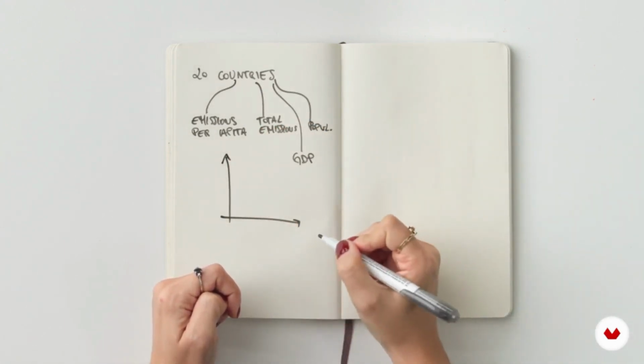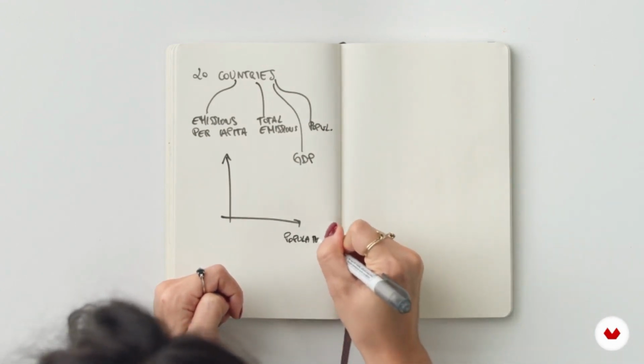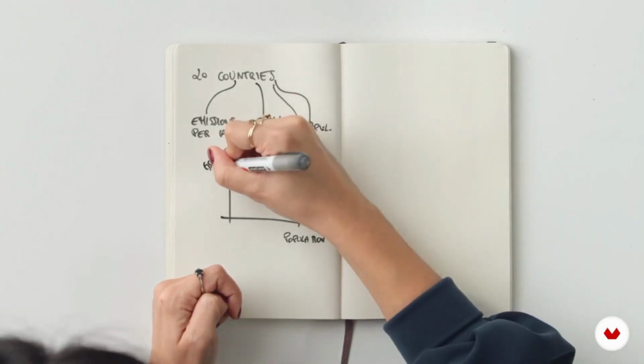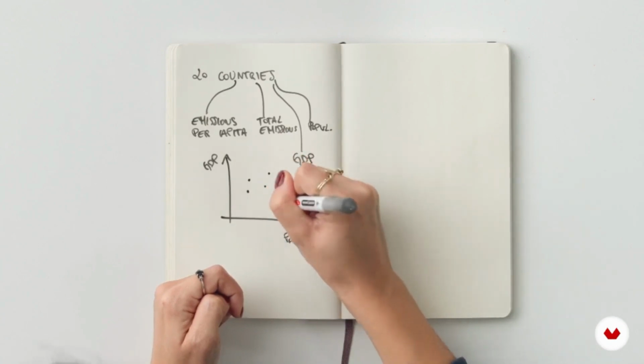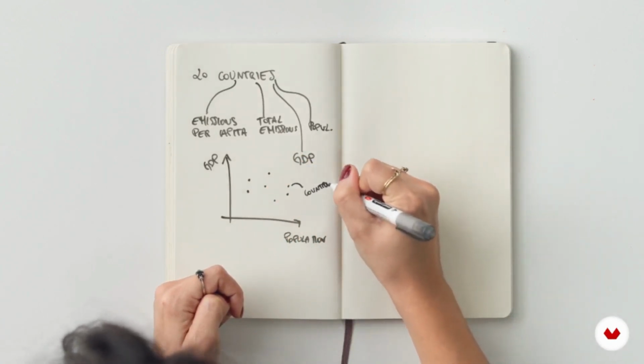The horizontal axis can be population, and the vertical one can be GDP. Each dot is a country. My main data are the per capita emissions over time, so I will need a visual representation able to show a timeline.